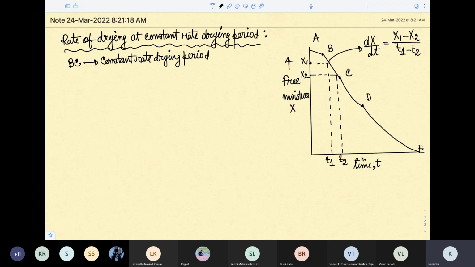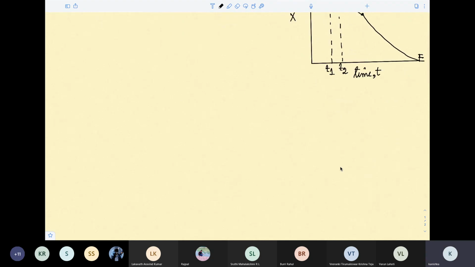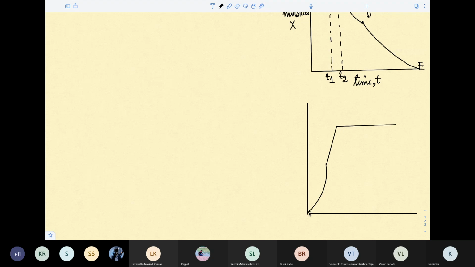All right. So now if we draw free moisture versus rate, how does it look? We already know it. Let's say this is the constant rate, the falling rate, and this is E. So we are having free moisture, not total moisture, X.